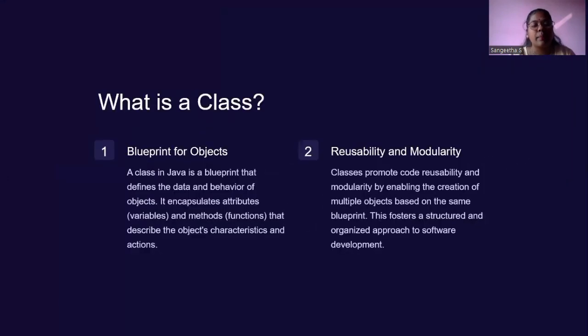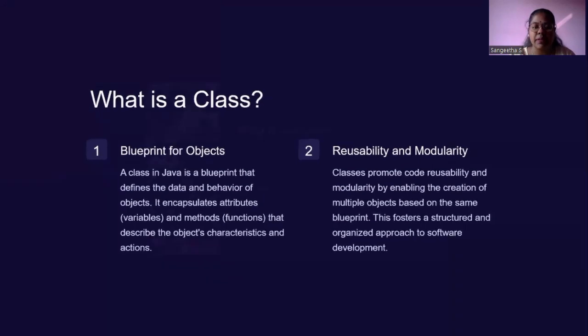What is a class? Blueprint for objects. A class in Java is a blueprint that defines the data and behavior of objects. It encapsulates attributes and methods that describe the object's characteristics and actions. Reusability and modularity. Classes promote code reusability and modularity by enabling the creation of multiple objects based on the same blueprint. This fosters a structured and organized approach to software development.